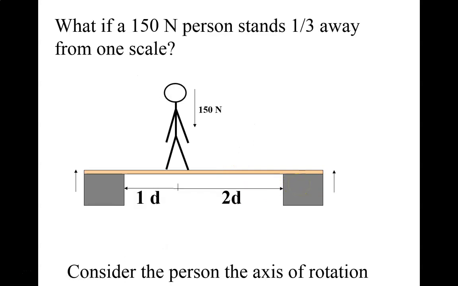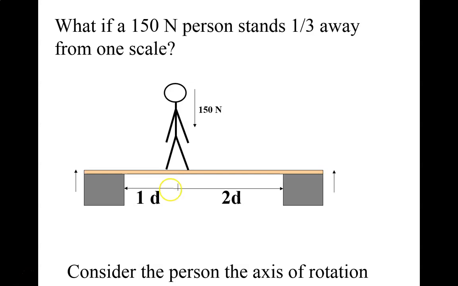Okay? What if a person stands 1/3 of the way from one scale? What do both scales read? So the person stands 1/3 of the way over. That means we've got 1 unit of D here, and we've got 2 units of D here. So what would the scales read? Well, if this guy has one unit of distance, and this has 2 units of distance, this needs to have 2 units of force, and this needs to have 1 unit of force. So that's one way you can think about it.